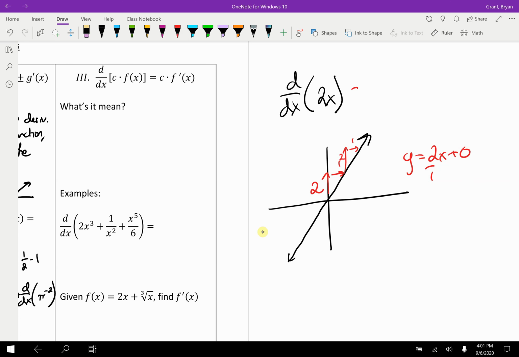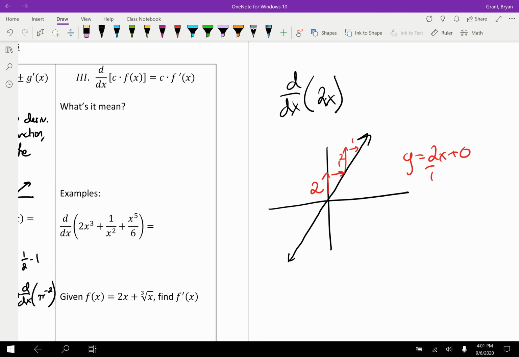But what I've seen people tempted to do at the beginning is say, oh, it's 2 times x. The derivative of 2 is 0. The derivative of x, we saw this before, is 1, so I get an answer of 0. And clearly, that is not right. This graph does not have a slope of 0. Slopes of 0 are horizontal lines.